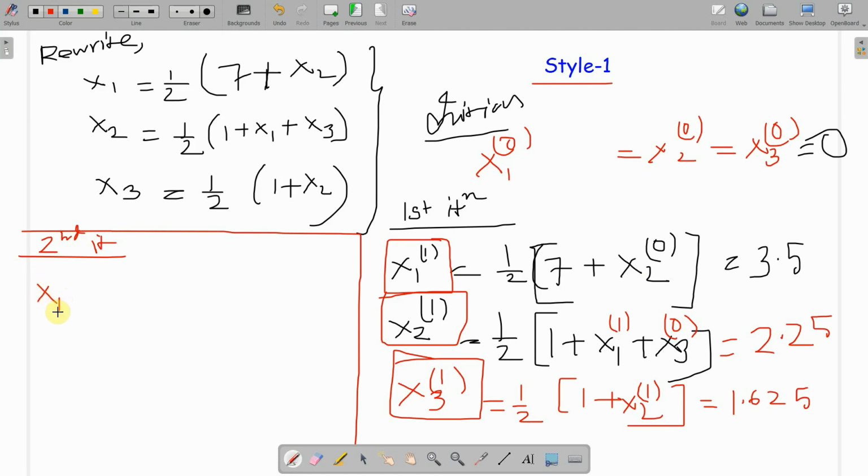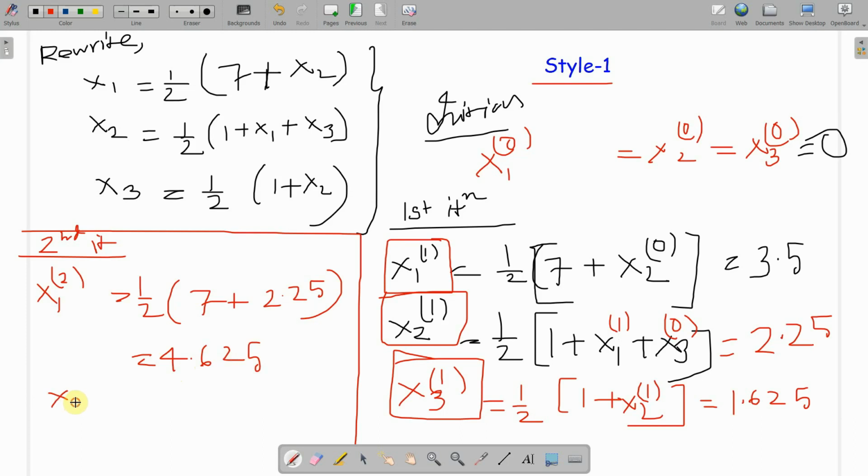So for the second iteration, x1 is half of, just you'll be seeing this equation. After seeing this equation, try to write it by your own. It will be 7 plus the latest x2 value, which I know is 2.25, so I'll be writing 2.25. Is it okay for everyone? So it will be around 4.625.